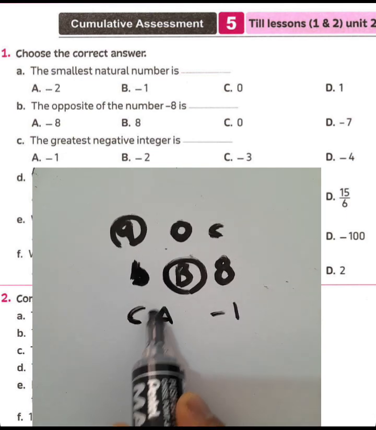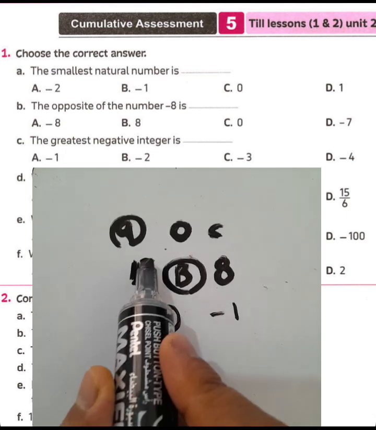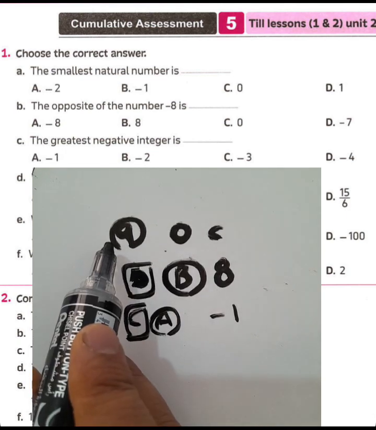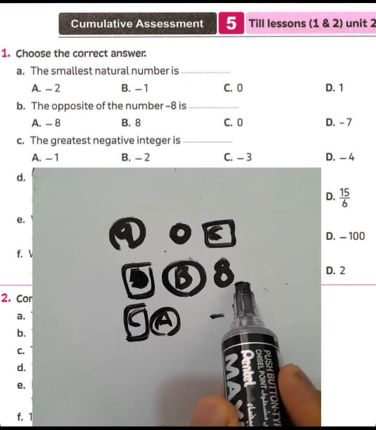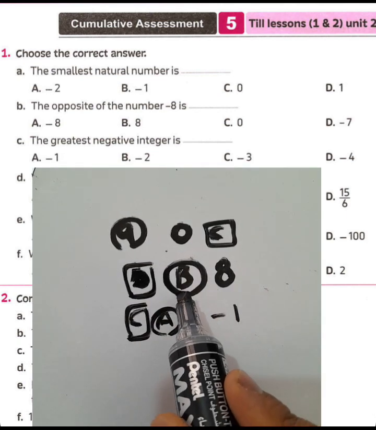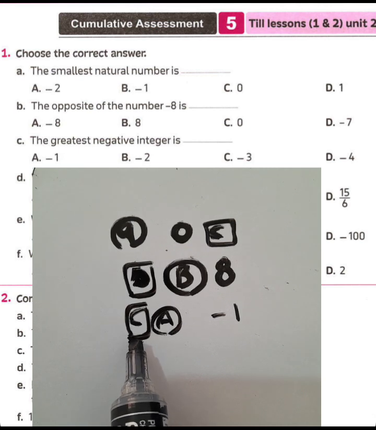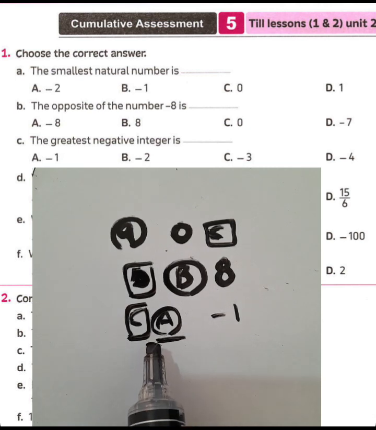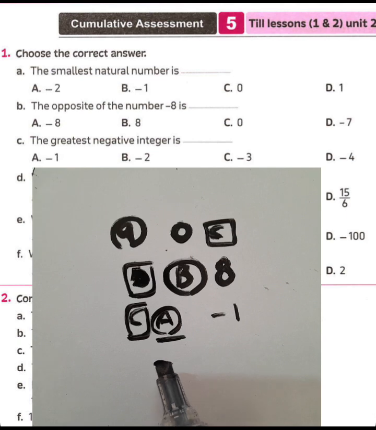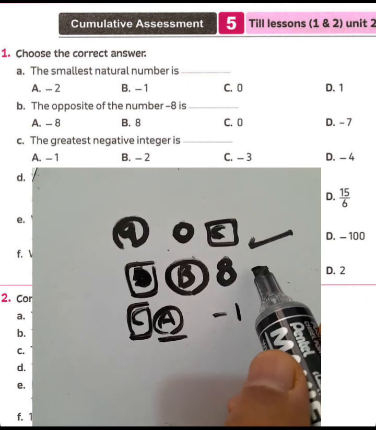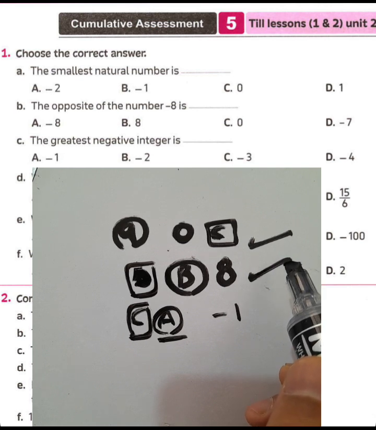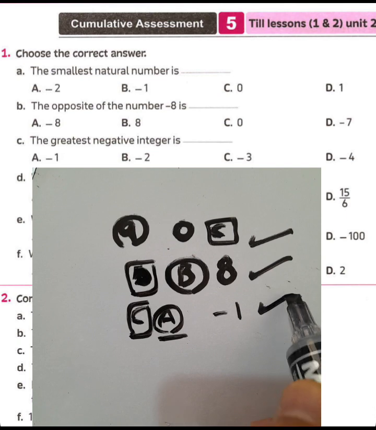Choose letter A about question letter A. Again, for letter B the result will be letter B. For question letter C, the result will be A. Again, the smallest natural number is 0. The opposite of the number negative 8 is 8. The greatest negative integer is negative 1.